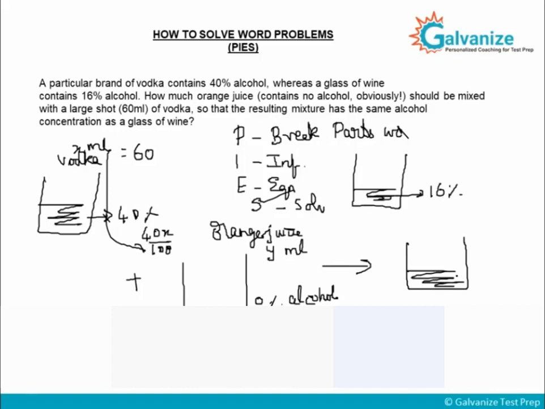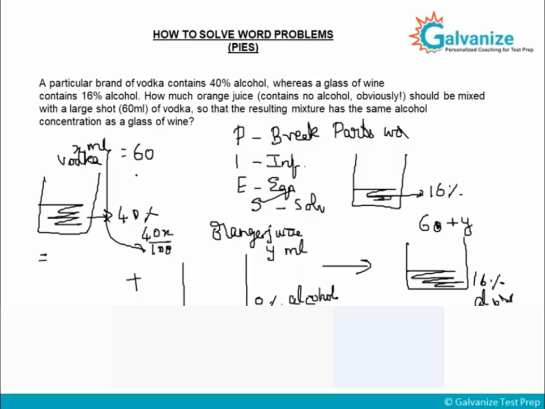So what is the alcohol concentration in wine? It is 16%. So this will have 16% of alcohol. That is the statement that's given here. So what is the total quantity? You are mixing 60 ml of vodka with Y ml of orange juice. So the total here is 60 plus Y. But then what is the alcohol concentration?